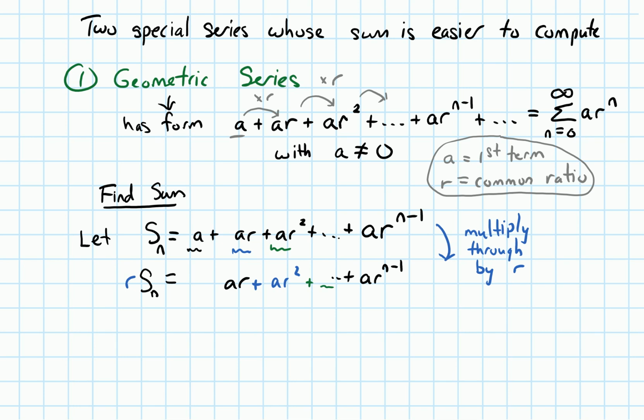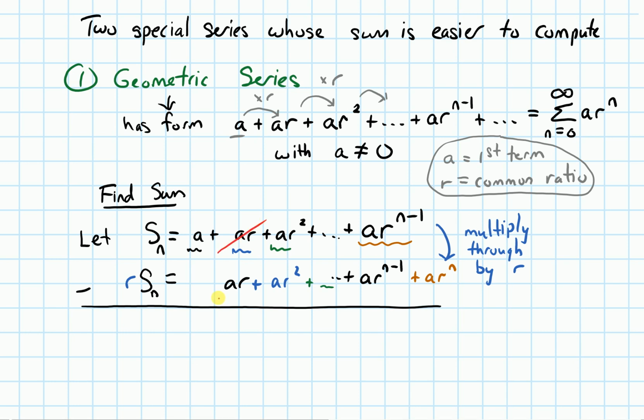And then when I multiply ar to the n minus 1 by r, I would end up with ar to the n. Okay, so that's what I get when I multiply both sides by r. So notice that a bunch of the terms here are the same. So what I'm going to do is I have these two equations, I am going to subtract them. And when I subtract them, because so many terms are the same, they're going to cancel.